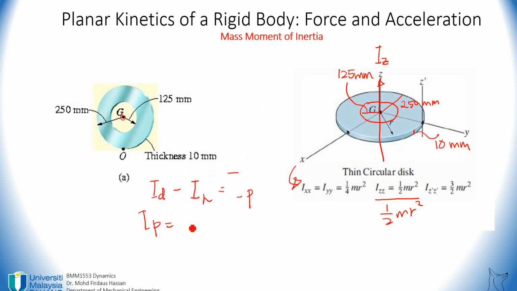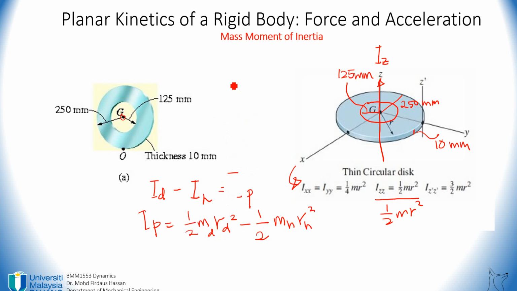So I plate here is I disk minus I hole. What is I disk? I disk is 1 over 2 M disk R disk squared, minus 1 over 2 M hole R hole squared.